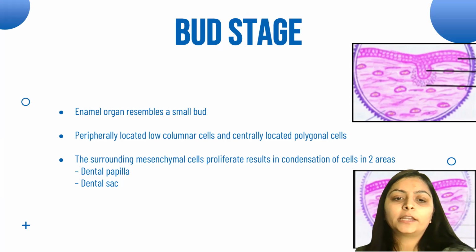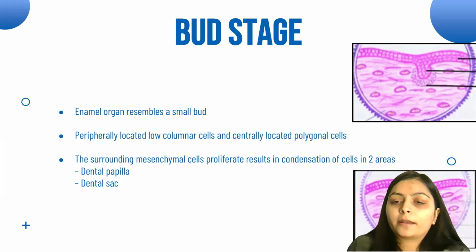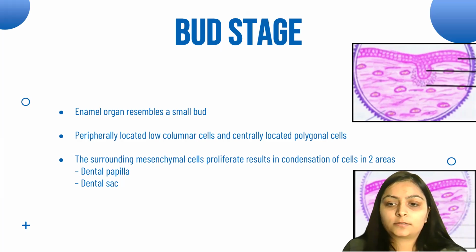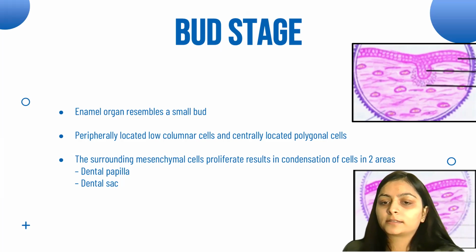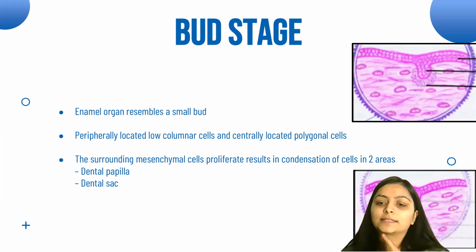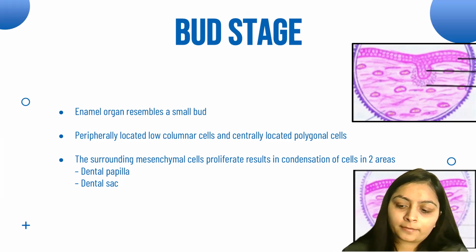PPT. Peripherally located low columnar cells and centrally located polygonal cells we can appreciate in the histological picture that is present here. The surrounding mesenchymal cells proliferate and result in condensation of cells in two areas. First is the dental papilla and second is the dental sac.